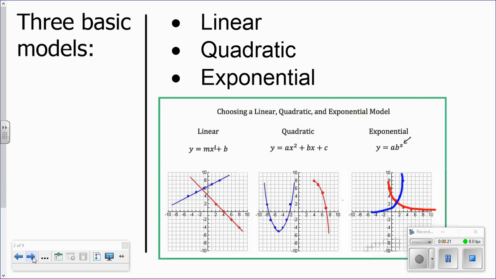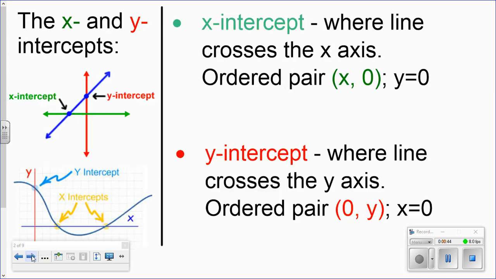For the quadratic, the graph is a parabola. The parabola can start downward and then go back up, or it can start up and come back down. The equation is y equals ax squared plus bx plus c. The exponential starts off almost linear, sort of flat, and then it explodes up into a curve. The equation is y equals ab to the x.